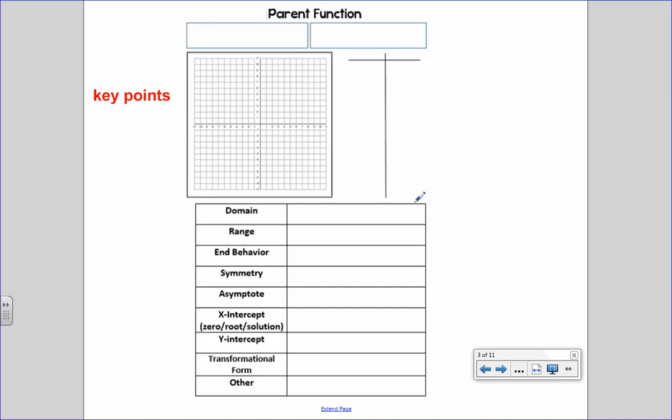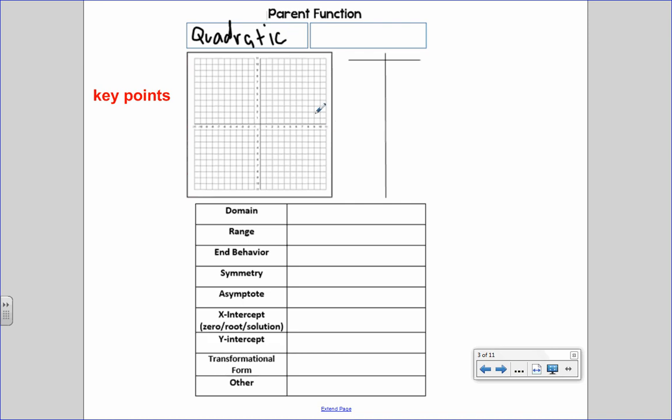All right, so first of all, you should have one of these half sheets. I asked Mr. Carlson to pass these out before you started. We're going to fill this out for a quadratic function. So bear with me because I've got to use a mouse to write today, so my handwriting might not be the best.